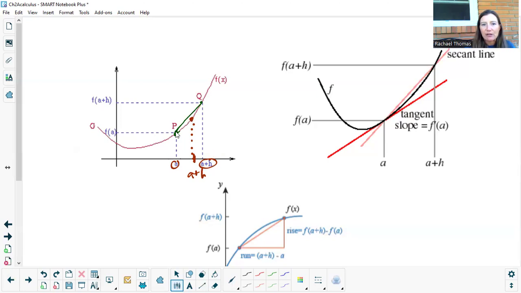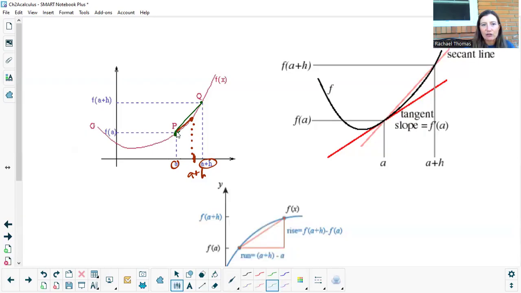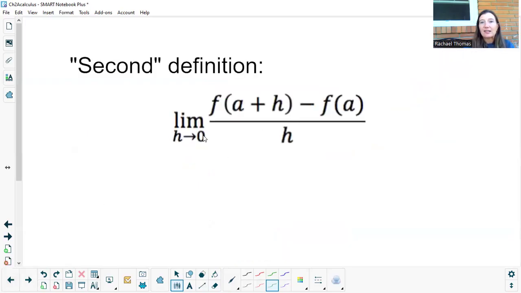So now if I move that A plus H over here and make that distance between them smaller, that line gets closer to being a tangent line and I get closer to having my slope. And the smaller I make that interval, the closer I am to having a slope that represents the tangent slope, or that's equal to the tangent slope. In other words, I want the limit as h goes to 0, h being the distance between the two endpoints of the interval in which I'm finding the secant line.